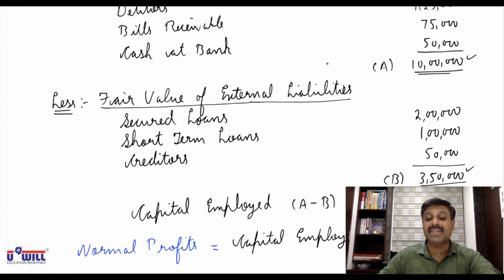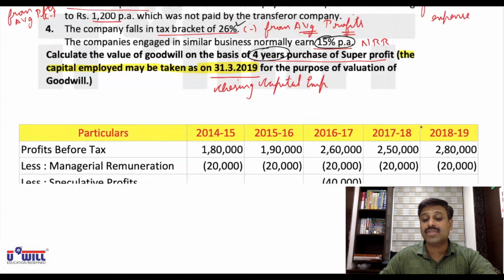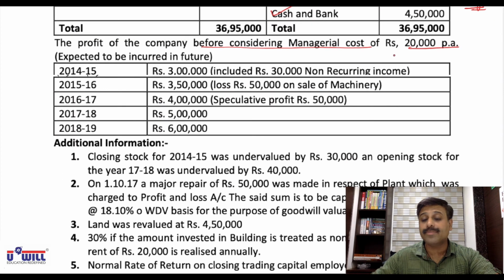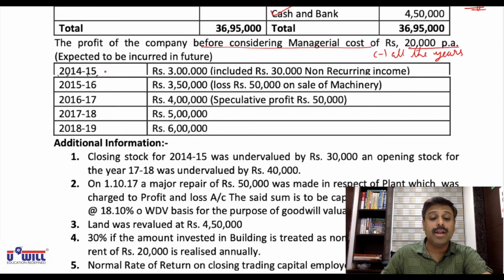The profit of the company is before considering managerial cost of 20,000 per annum. Just now we did this in the previous question also, and in question 12 also we have done that. You will minus this 20,000 in all the years. Okay, you will minus this 20,000 in all the years' profits, as it is before managerial remuneration or cost. 2014 to 15, 3 lakh includes 30,000 of non-recurring income. Non-recurring means it is not going to occur again and again. So we should not include such income. If you remove such income, the profits will decrease. So we will minus from the profits.